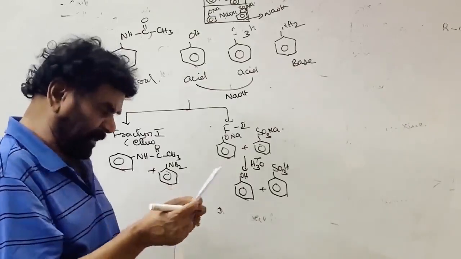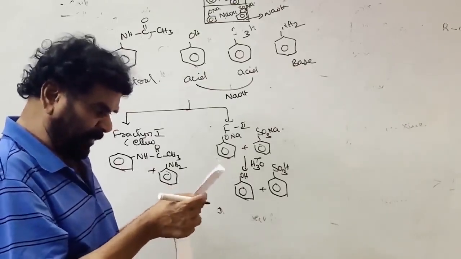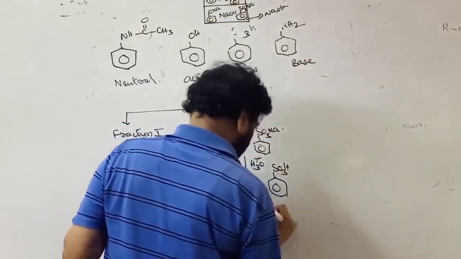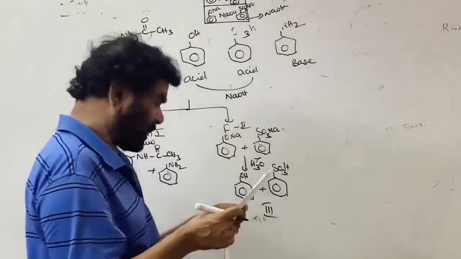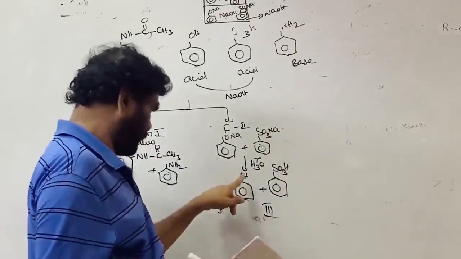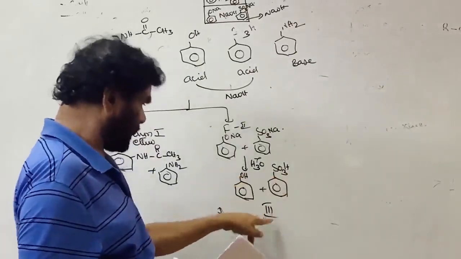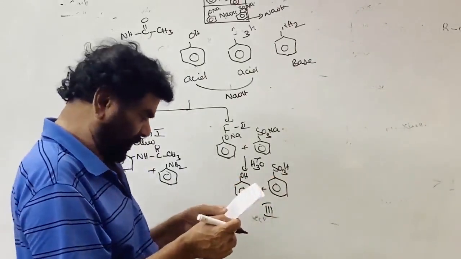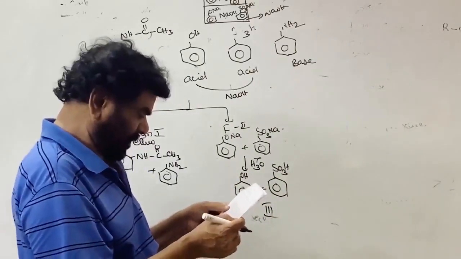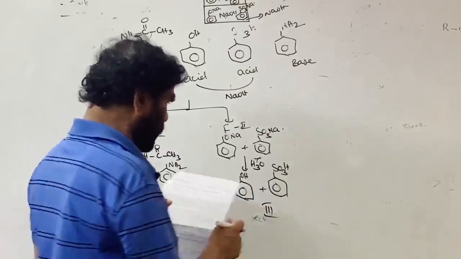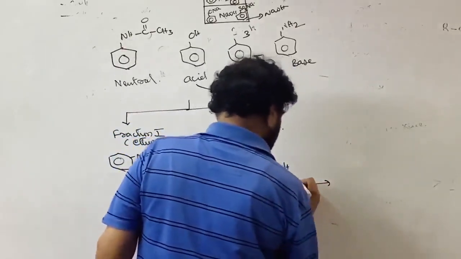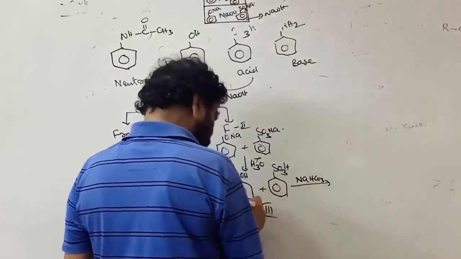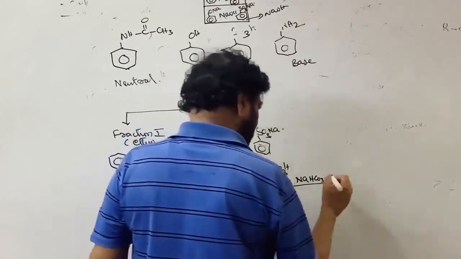They are taken into the ether to obtain the third fraction. This third fraction is a mixture of phenol and benzene sulfonic acid in ether. The third fraction is then treated with sodium bicarbonate. Among the two, phenol has no reaction and the sulfonic acid has the reaction.